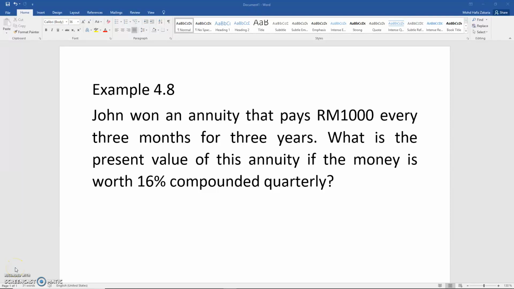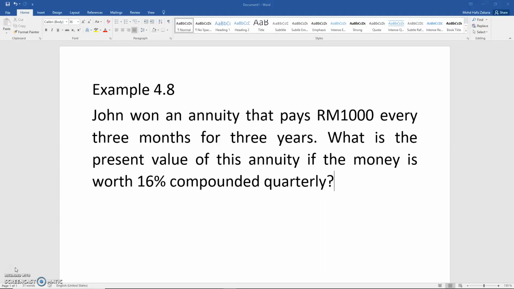Okay, example 4.8. John won an annuity that pays 1,000 every 3 months for 3 years. What is the present value of this annuity if the money is worth 16% compounded quarterly? So basically, if we disregard the value of money, we see that John won an annuity that paid 1,000 every 3 months for 3 years.